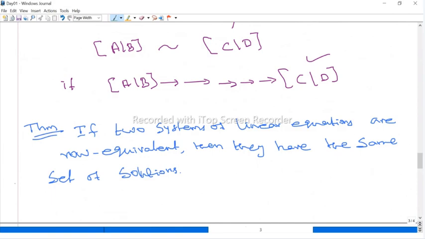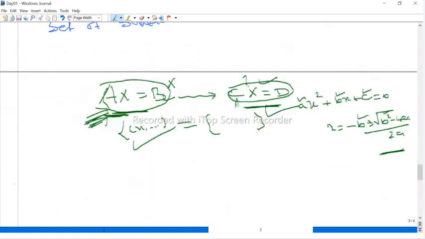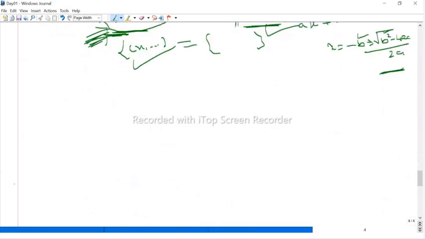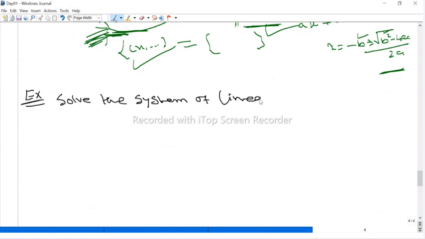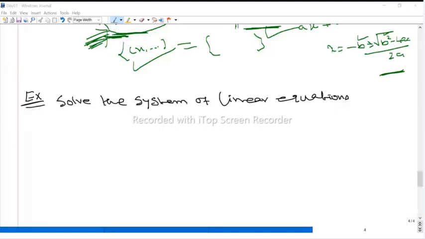So we have to do the elementary row operation. Maybe we solve one problem on systems of equations, to see how to solve it. So we take an example: solve the system of linear equations. If you have any doubt, you can unmute and then ask. Okay.